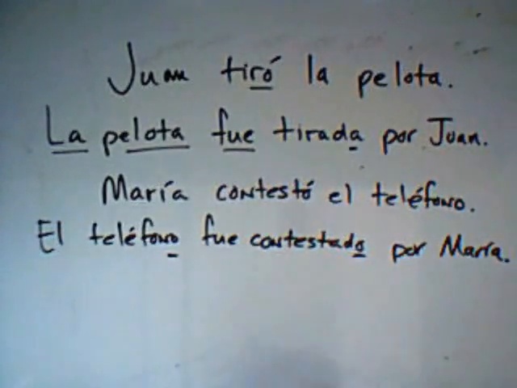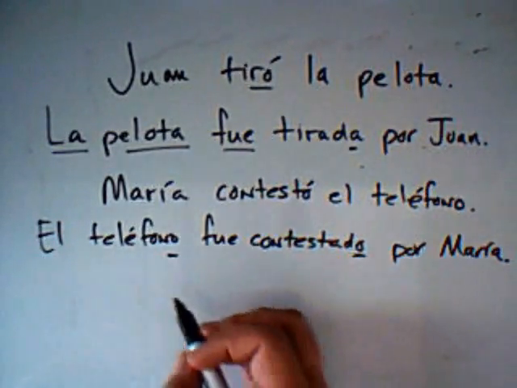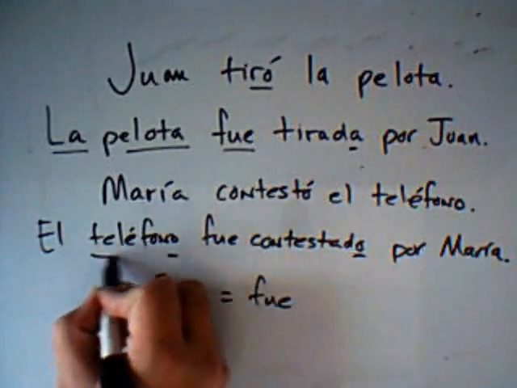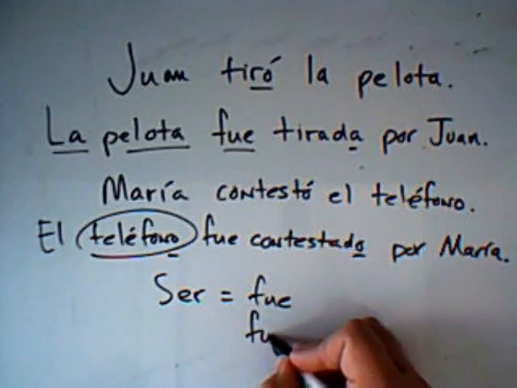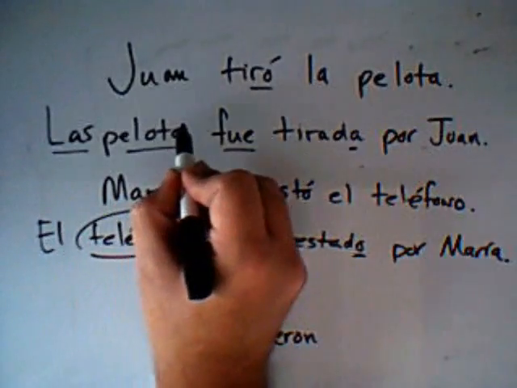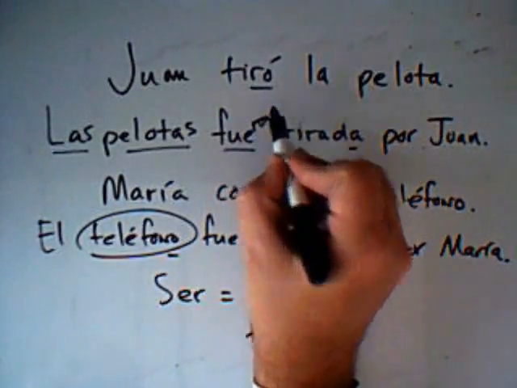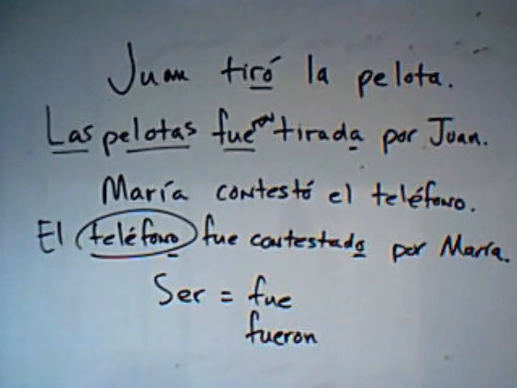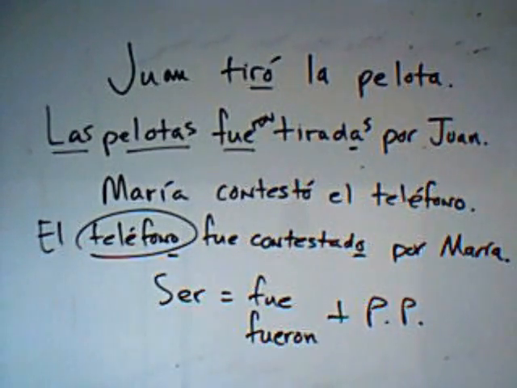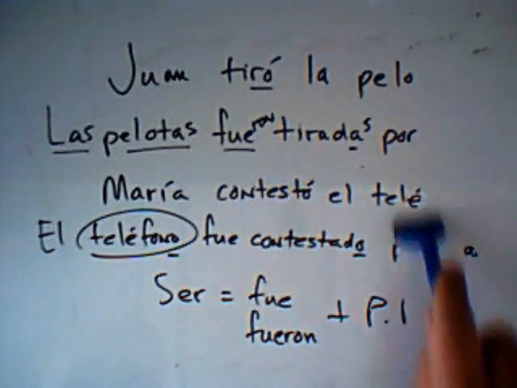Okay? So that's the passive voice in Spanish using ser, and usually it's going to come out as fue if our subject is singular, or fueron if our subject happens to be plural, like if we change this to the balls were thrown, right? Las pelotas fueron tiradas por Juan. Okay, and then plus the past participle, which in Spanish usually end in ado or ido, but have to be modified to agree with the new subject of the sentence, right? So that's the passive using ser in the past participle.